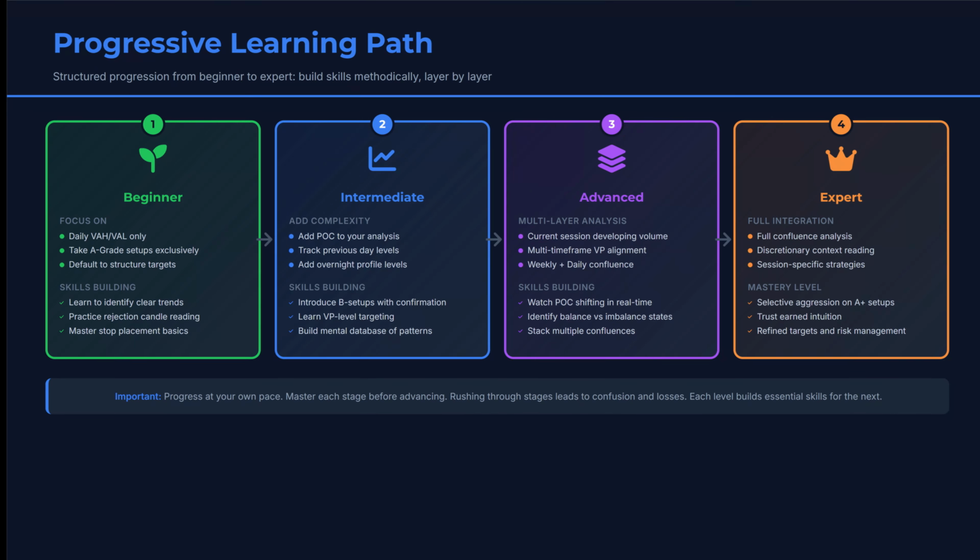Welcome to Slide 36, Progressive Learning Path. This slide provides a structured roadmap for skill development from beginner to expert. Trading mastery is not a sprint. It's a methodical, layer-by-layer progression. Each stage builds essential skills for the next.